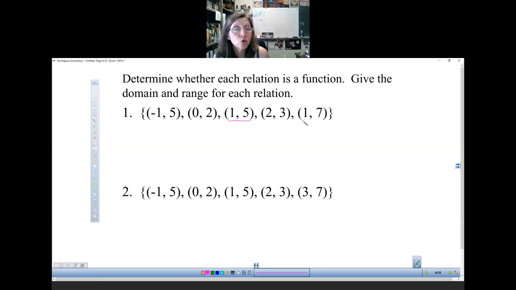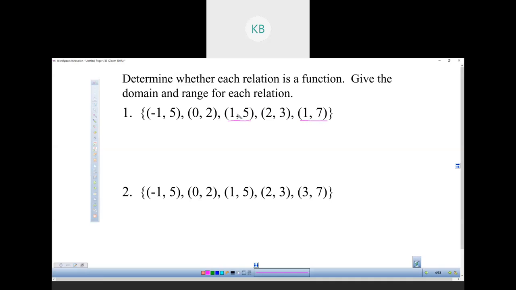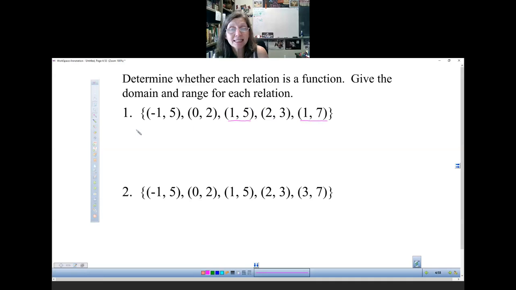Because I have 2 ordered pairs with the repeated x value of 1, this is what makes this not a function. And that's all it takes. All it takes is 1 repeated x value. So this is not a function.